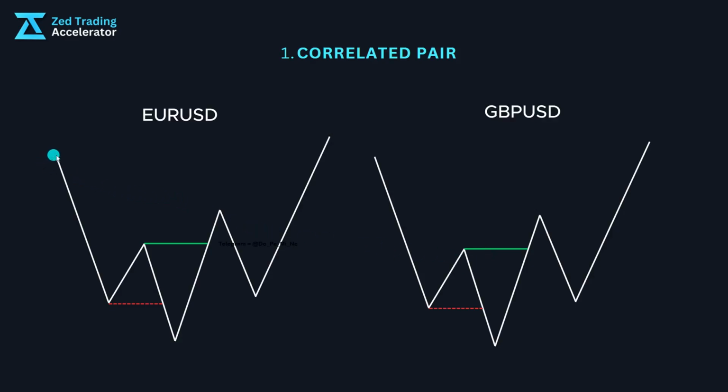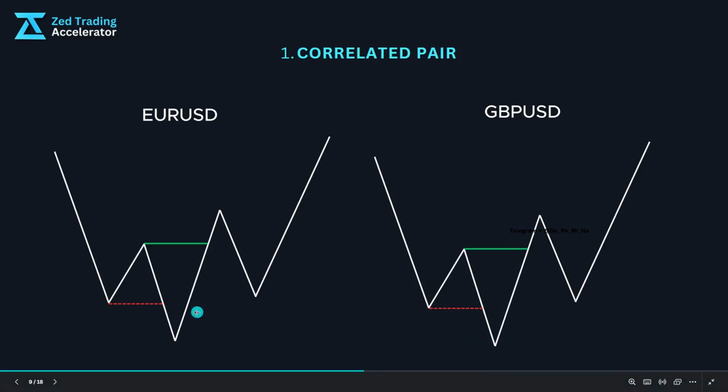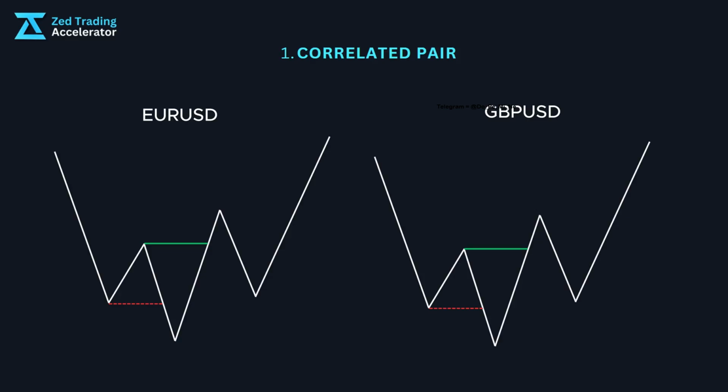Let's assume this is EURUSD and this is GBPUSD. As we can see, we have a swing low right here, and we also took out this sell side liquidity right here, just like in here. All right, as we can see right here, we have shifted up higher, just like in this pair, right? If you look at it, they are very identical with one another. It looks like they are a copy of one another. That is what correlated pair means.